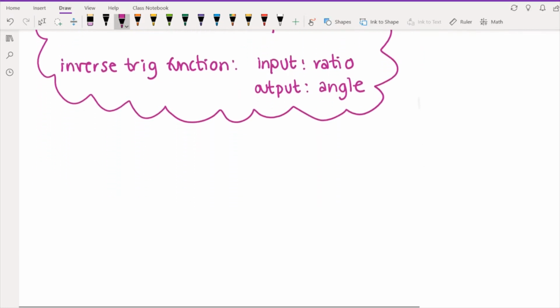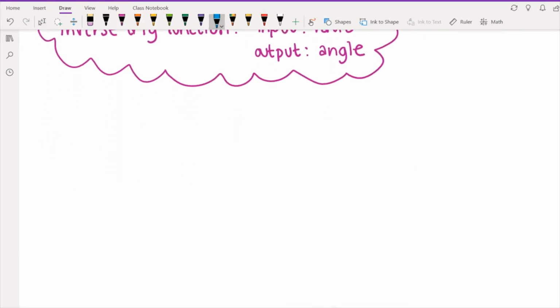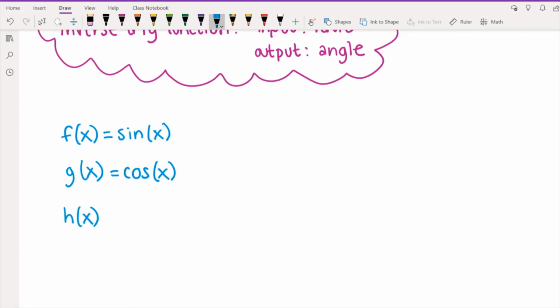Okay, so let's get a little bit more specific with the specific types of trig functions. So we have f of x is equal to sine of x, g of x is equal to cosine of x, and h of x is equal to tangent of x. And I think I called them all f of x in this problem. Doesn't really matter. So what is the domain of sine?